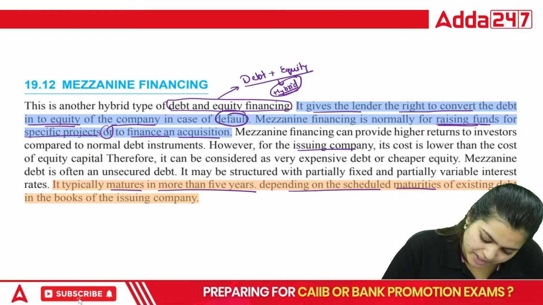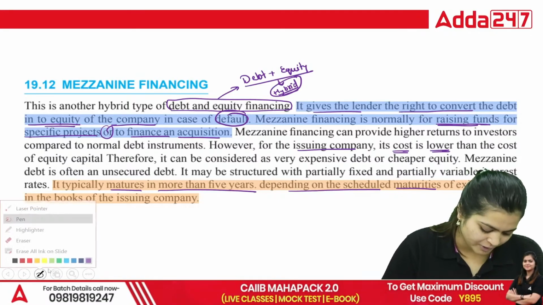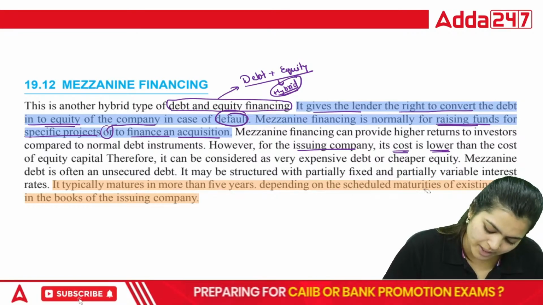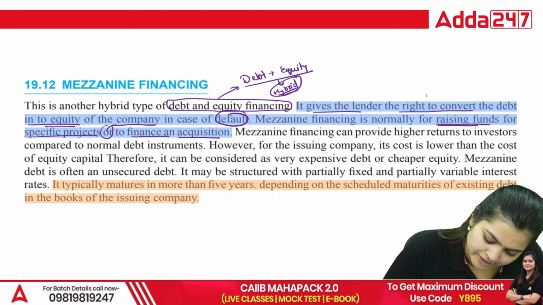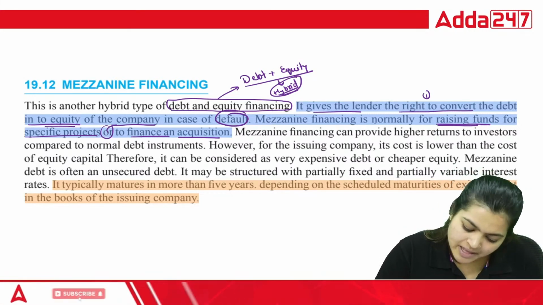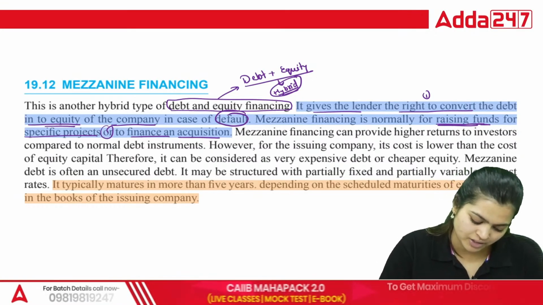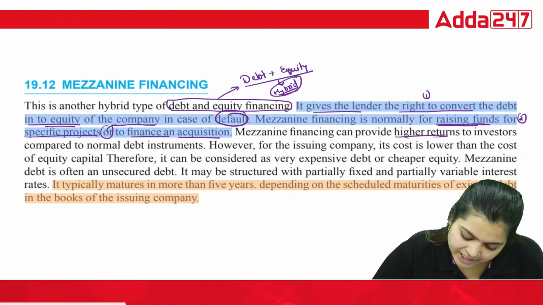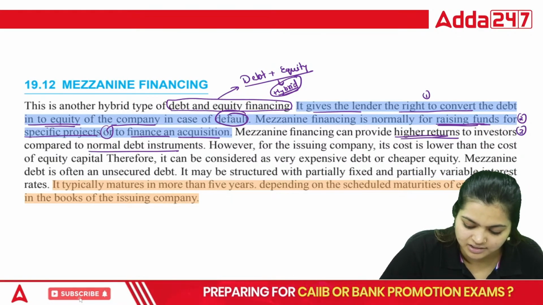Okay, so issuing company, its cost lower. So let's read the full paragraph because they are asking so many characteristics at the same time. You can see the first point, it gives the lender the right to convert the debt into equity. That is the first point. This is also used for raising funds for specific projects or for finance and acquisition. And mezzanine financing provides higher returns to investors compared to normal debt instruments. Yes, this is the third one.